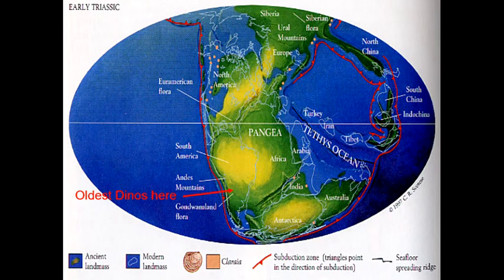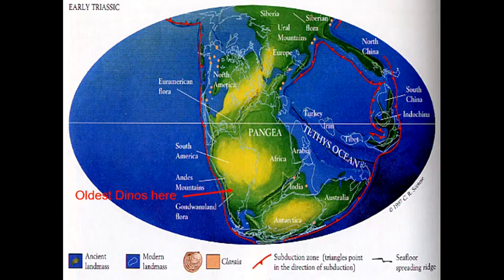And where do we get them? Well, the oldest dinosaurs on Pangaea. Now I know this is an early Triassic map. I don't have a middle Triassic map, but it wouldn't have looked very different than this. It would still be Pangaea, and the oldest dinosaurs come from South America, Argentina particularly, in a formation called the Ischigualasto Formation in Argentina.